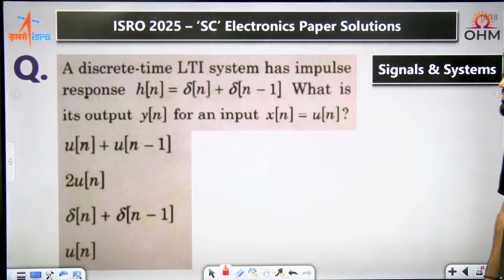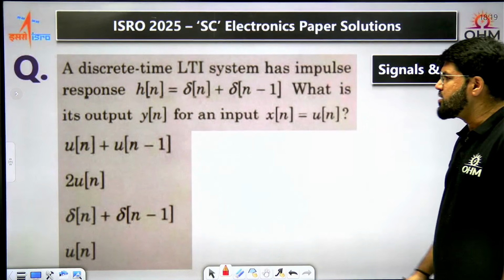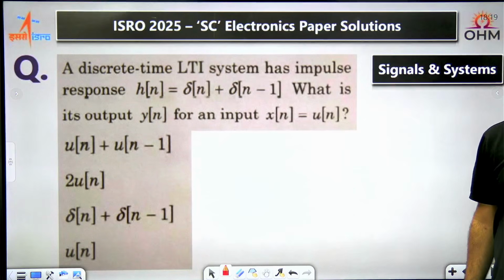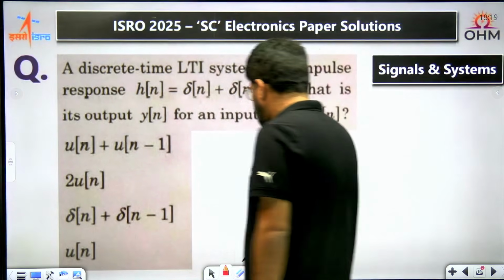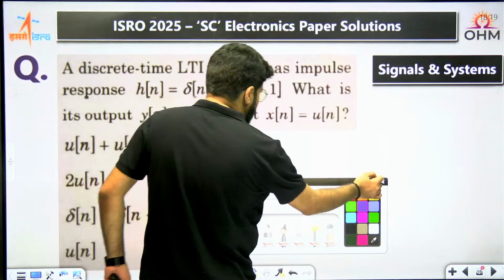Okay, simple one. Next: a discrete time LTI system has the impulse response δ[n] + δ[n - 1]. What is the output for the input u[n]? The output is the convolution, the general way. What is the output?